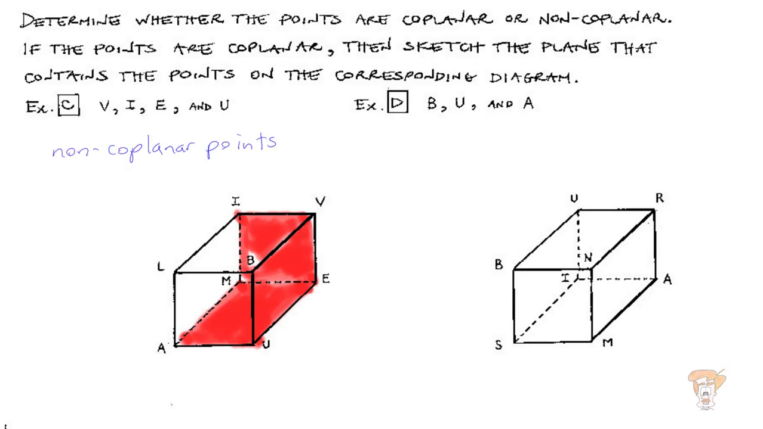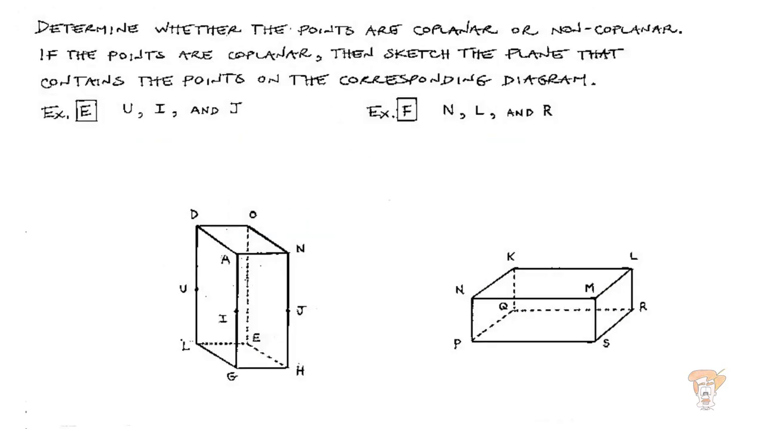In example D, B, U, and A can be contained by a flat surface. Therefore, B, U, and A are coplanar points. In example E, U, I, and J can be contained by a flat surface. Therefore, U, I, and J are coplanar points. In example F, N, L, and R can be contained by a flat surface. Therefore, N, L, and R are coplanar points.